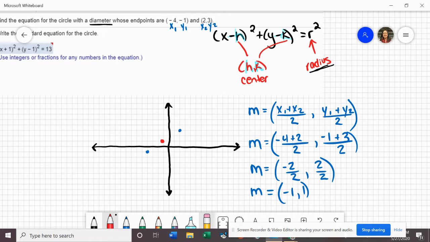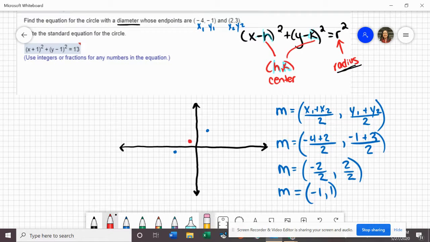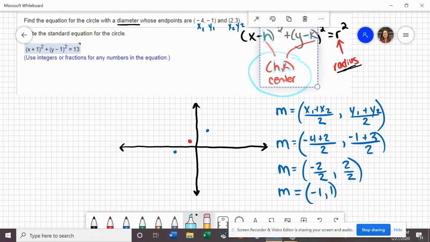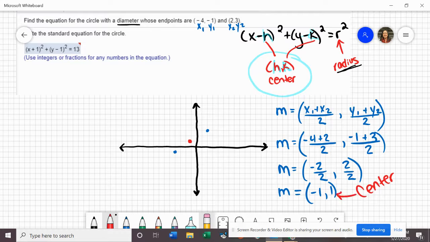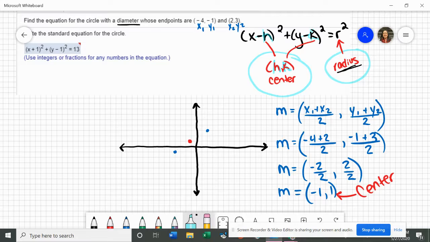Okay, so if I didn't explicitly say this earlier, you can see that when you create the equation of a circle, you really need two things. You need your center point, which is what I just found, and I should label that. I found that center point by finding the midpoint of that diameter. And then the other thing you need to create the equation of a circle is the radius. Now, your radius is the distance.